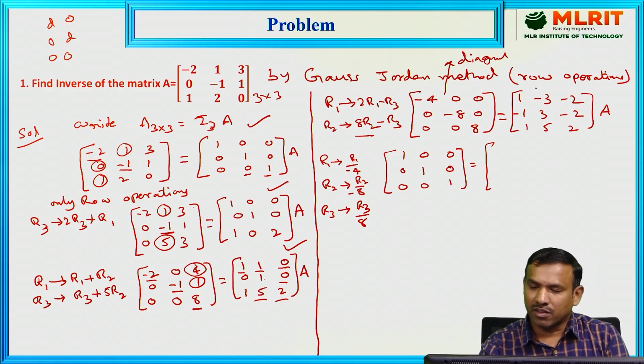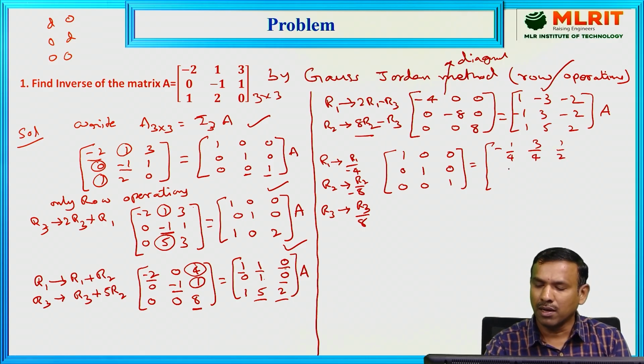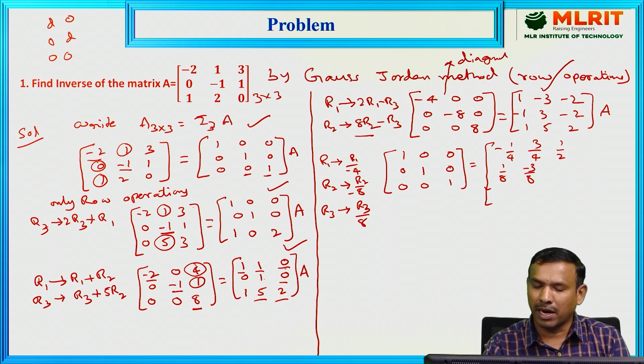and the right side. Here, this matrix we are applying. First row divided by minus 4: 1 divided by minus 4, minus 1 by 4; minus 3 by minus 4, 3 by 4; minus 2 by minus 4, 1 by 2. Second row divided by minus 8: minus 1 by minus 8, 1 by 8; minus 3 by 8 divided by minus 8; minus 2 by minus 8, 1 by 4. Next, third row divided by 8: 1 by 8, 5 by 8. Next, 2 by 8, 1 by 4.